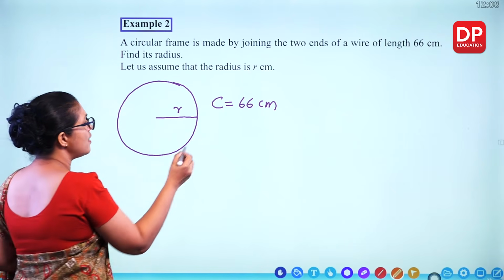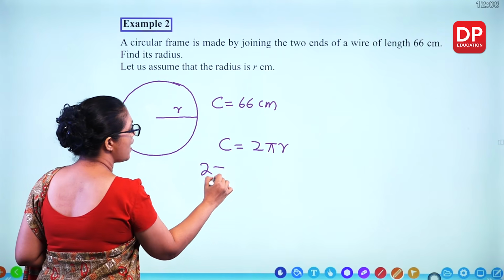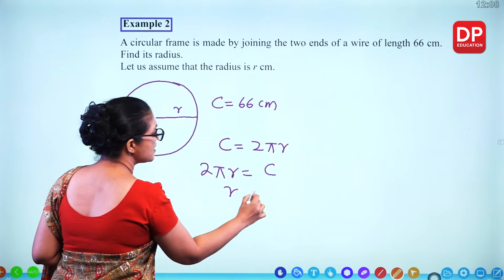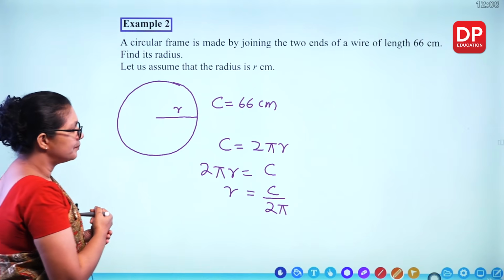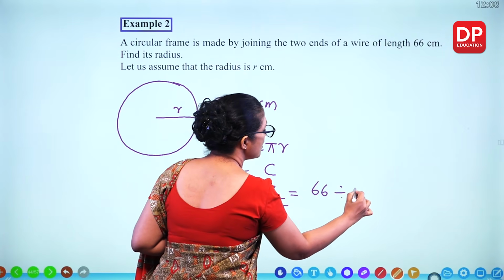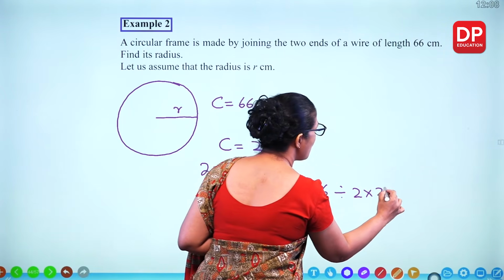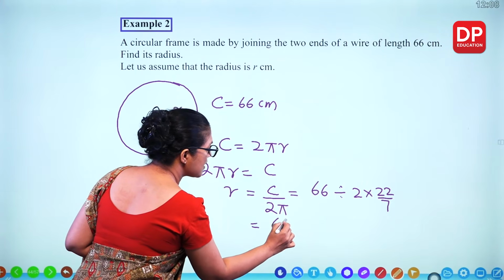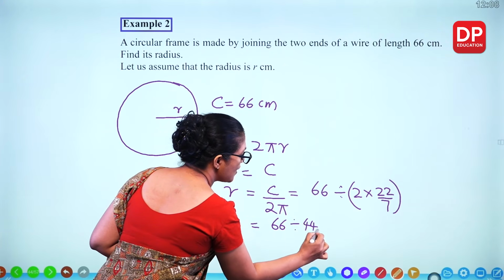So what's the formula? C equals 2 pi r. It's easy to take 2 pi to this side. So r equals C divided by 2 pi. Now substitute the values. 66 divided by 2 times pi. Pi is 22 over 7. So how do you do that? 66, 2 times 22, so divide by 44 over 7.